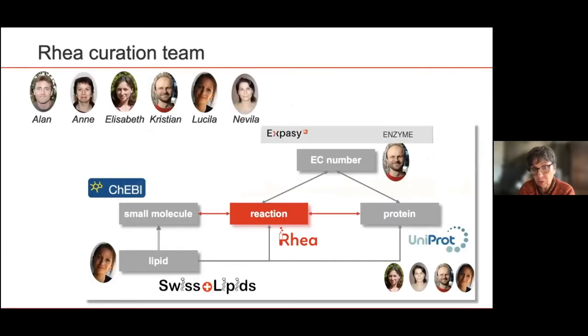So I talked a little bit about Rhea curation. Let me present the team. We are a group of six biocurators doing this job, knowing that some of them are also involved in curation in other resources. So Christian is also involved in the curation of enzyme nomenclature and is also a UniProt curator. And Lucilla is working on the SwissLipids resource, so she's our lipid specialist. She's also working on UniProt annotation. And Elisabeth and Nevila are biocurators of the UniProt resource. And here, our boss, Alan Bridge.